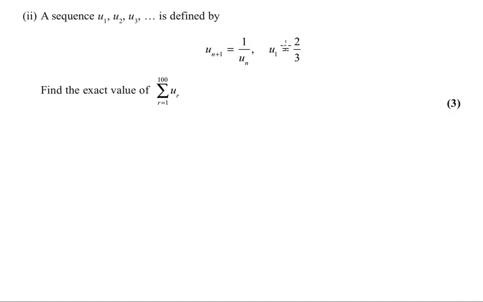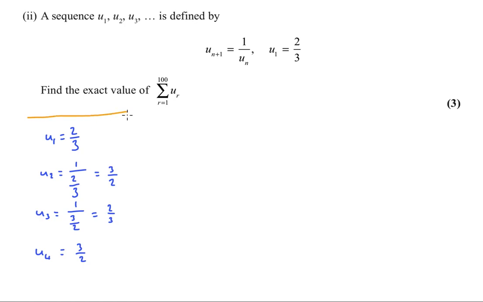So it says that it finds the reciprocal. So if U1 is 2/3, U2 is going to be 1 over 2/3, which is just 3 over 2. It just finds the reciprocal. U3 is going to be 1 over 3 over 2, which is 2/3 again. U4 is going to be 3 over 2. So it's going in pairs. That's what they needed you to realise here, that every 2 terms are going to add up to the same value.